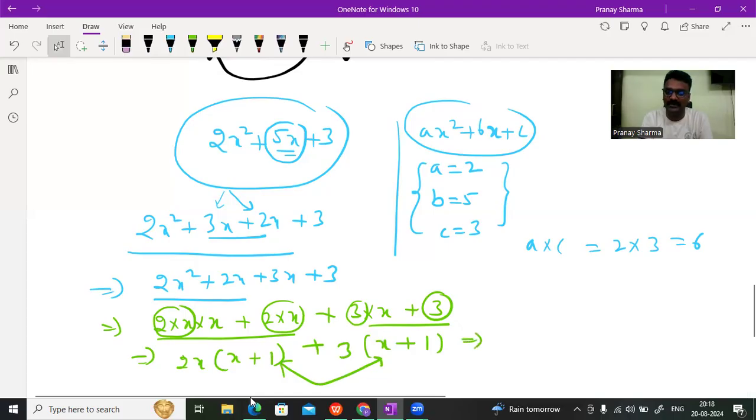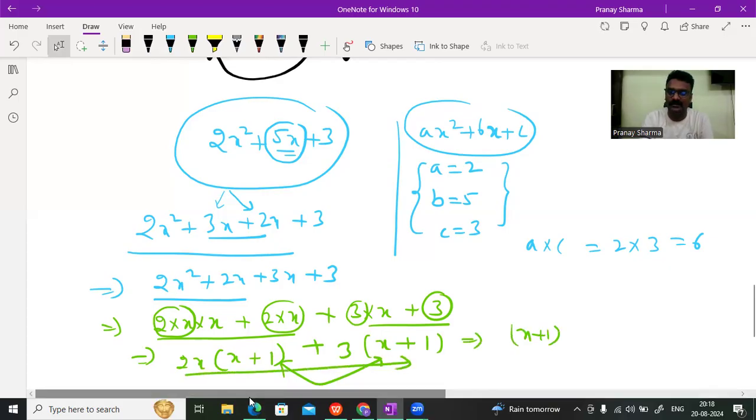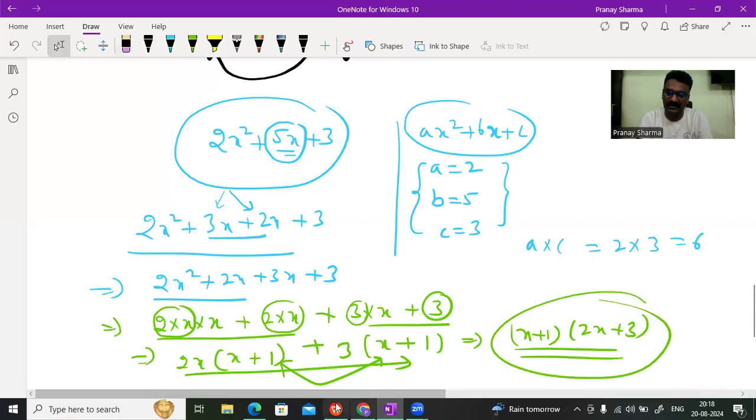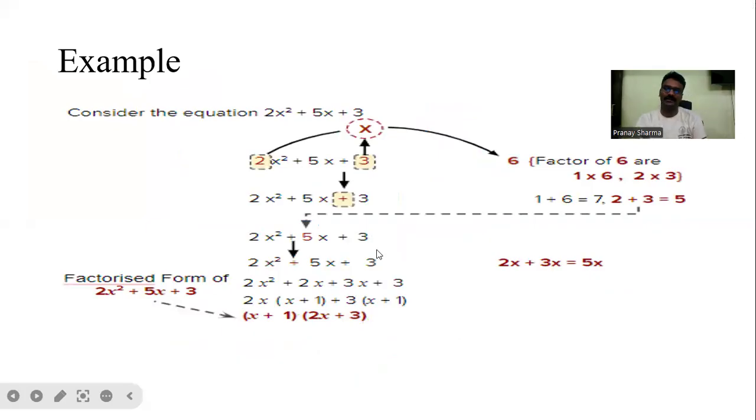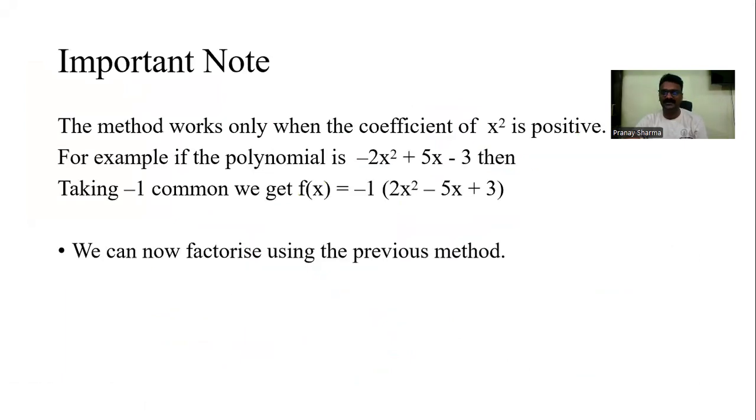Now we'll be taking out x plus 1 as common. When we scan it from left to right, x plus 1 can be taken out as common, and here we have 2x plus 3, right? So this is how it goes. If you go to the slides, you'll be able to find that they have done this, right? I hope this method is clear now. Although this is the easier one, the difficult one will start right after one important note.